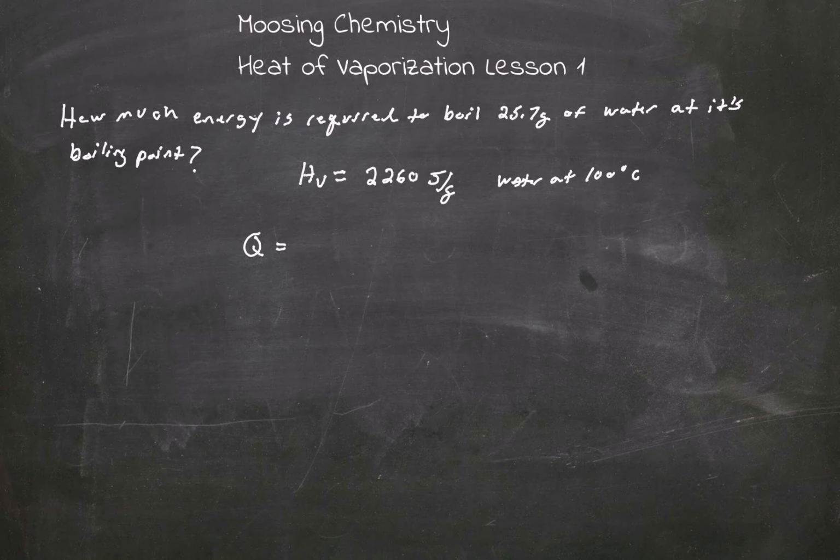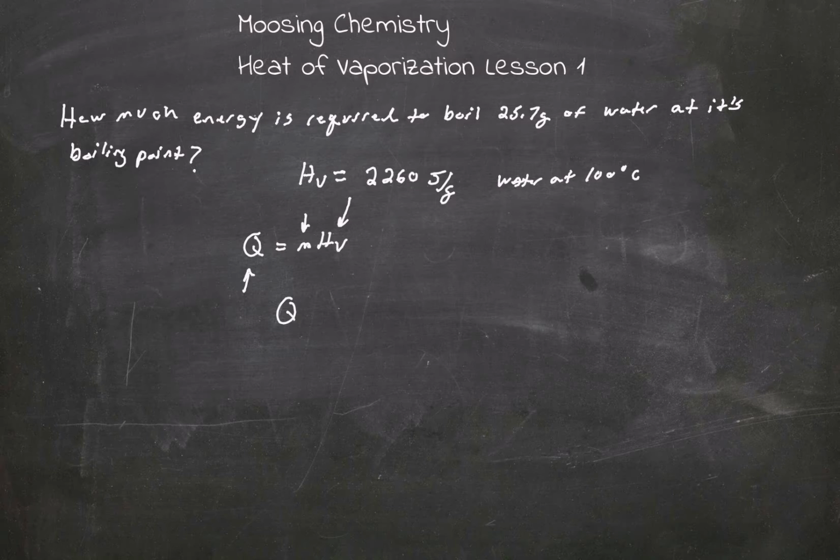Q equals mHV. M stands for the mass of the sample. HV stands for the value that it takes, joules per gram, the energy it takes to boil a gram of water at 100 degrees Celsius. And the Q value is how much energy overall is needed to boil the entire sample. How much you would have to put into, say, a fire, for example, or a stove in order to boil that much water.